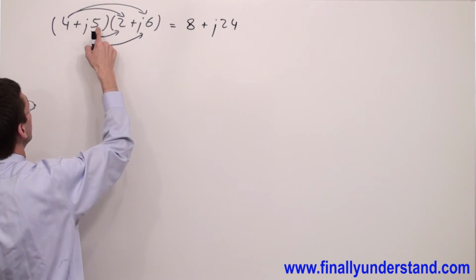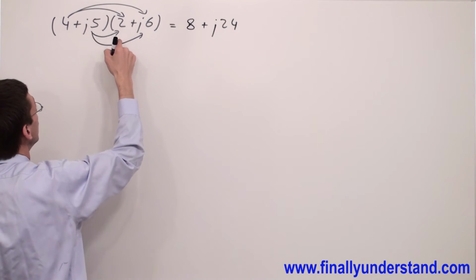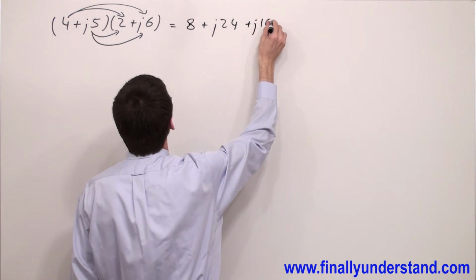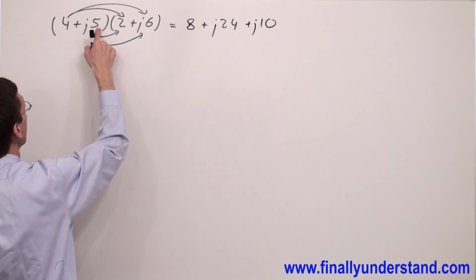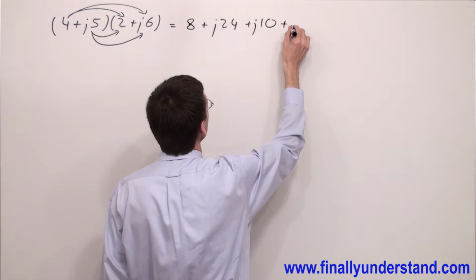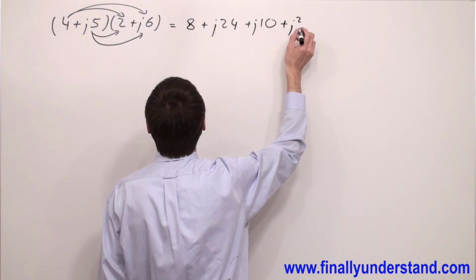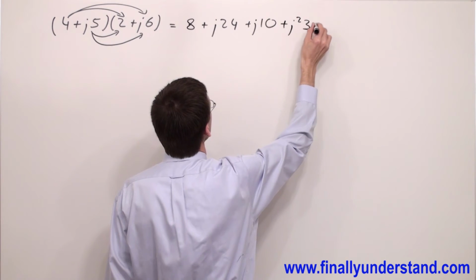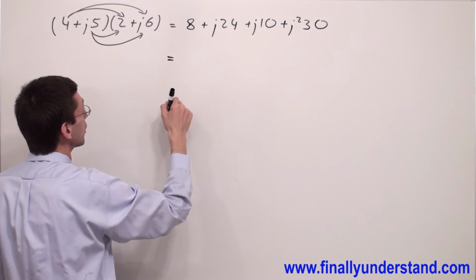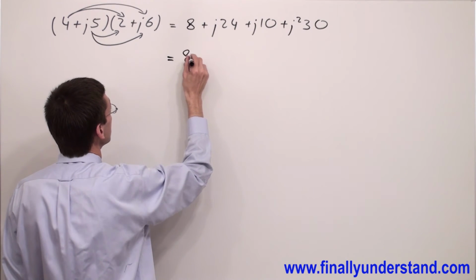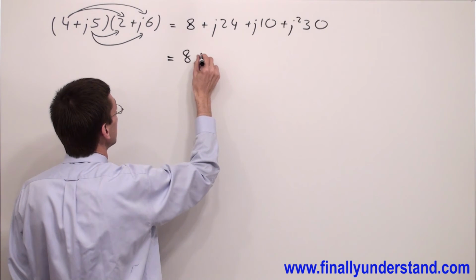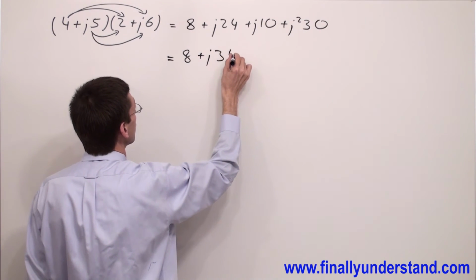So I have j5 times 2 is j10. j5 times j6 is equal to j squared, sorry. This is equal to... Combine the like terms, we have 8. j24 plus j10 is equal to j34.